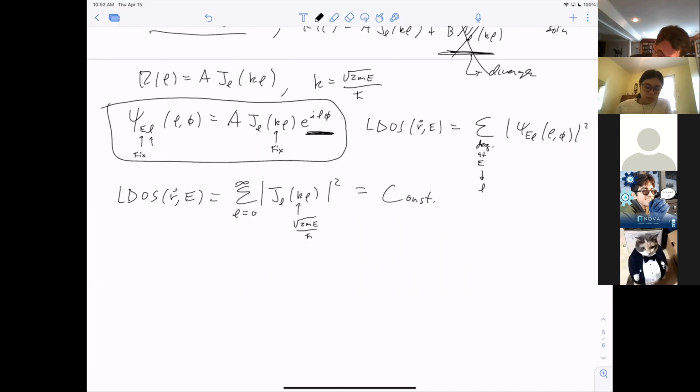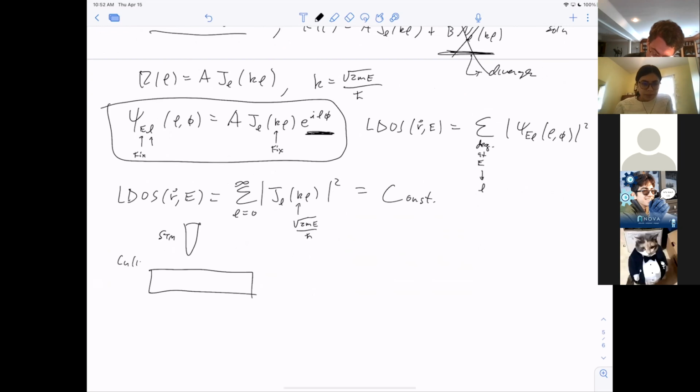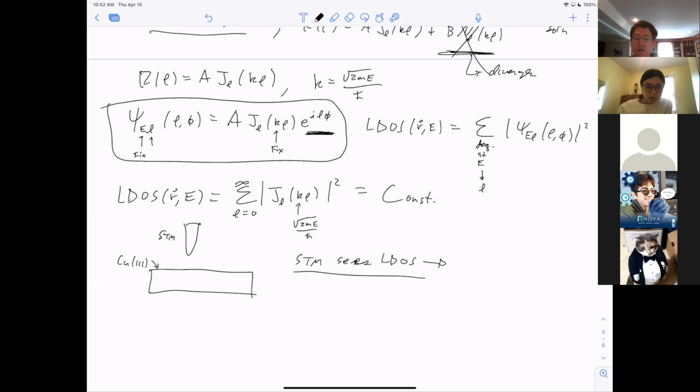And so that means that when I take a look at the two-dimensional electron gas without anything inside of it, what do I see? Tell me. We just derived it. What do I expect to see? This is my STM, and this is the 111 surface of copper. What do I expect to see when I scan around and take a picture of it? STM sees LDOS, and what does the LDOS look like? We just derived it. Tell me.